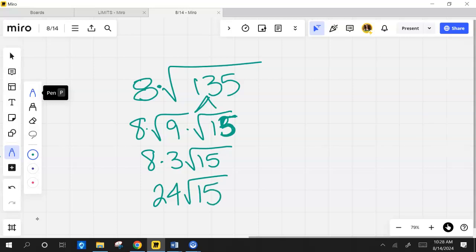24 root 15. All right. A couple of other properties that I want to make sure you know. You can split up multiplication like this.